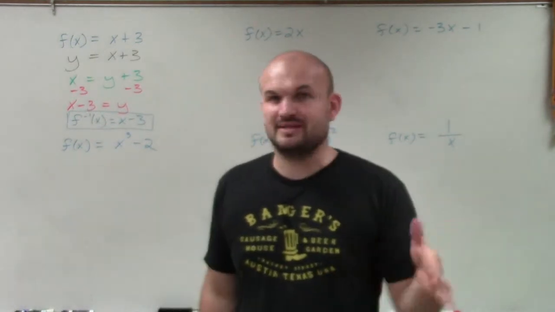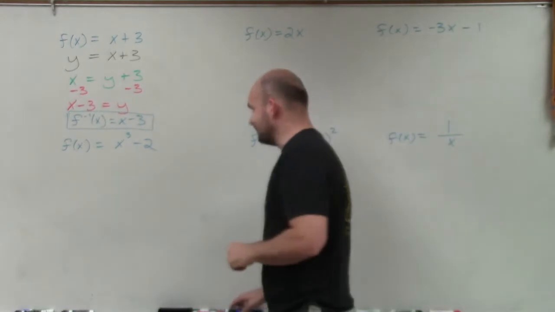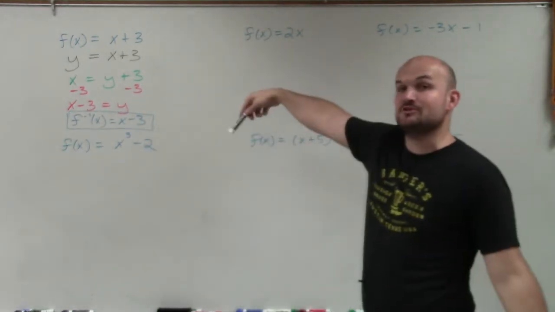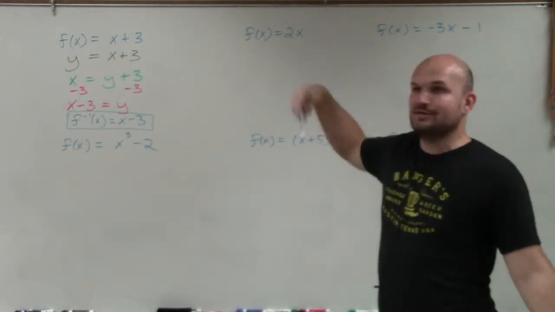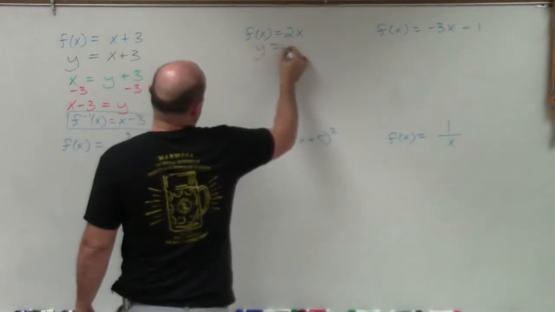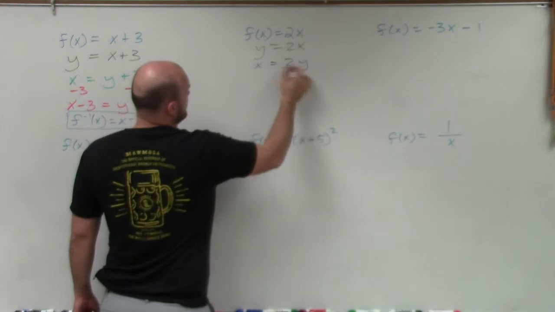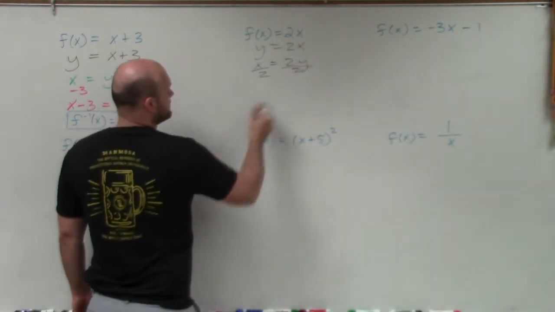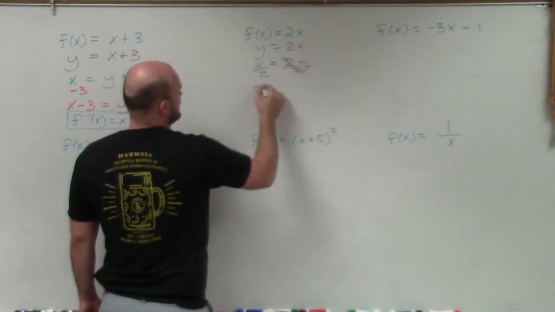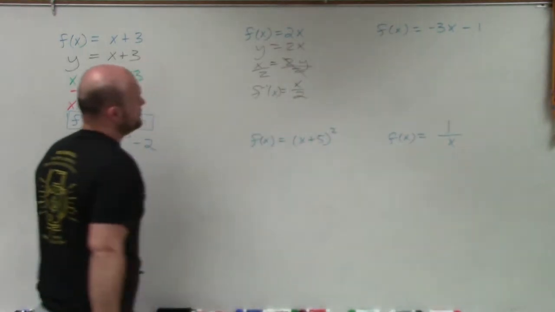I'm going to work through everything a little bit quicker. I'll still talk about it, and I will do each and every step so you see it, but I'm just not going to use a different color and that kind of stuff. All right, so over here, I'm going to have y equals 2x. Swap the x and y's. Now solve for y. So therefore now I will replace that. Those divide out, so I have f inverse of x equals x divided by 2.